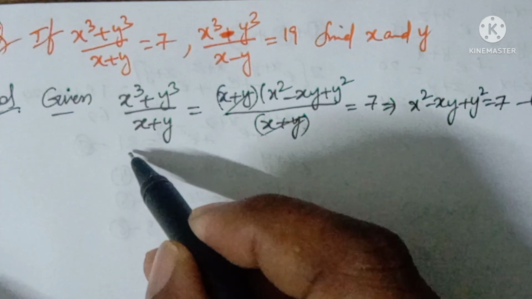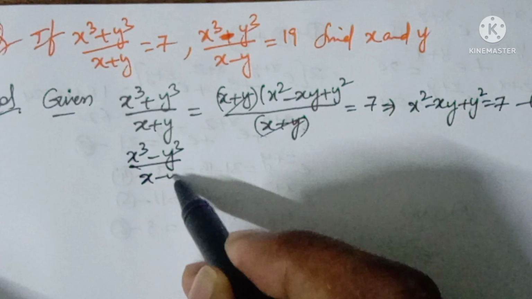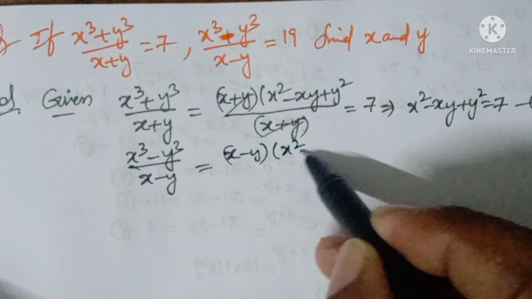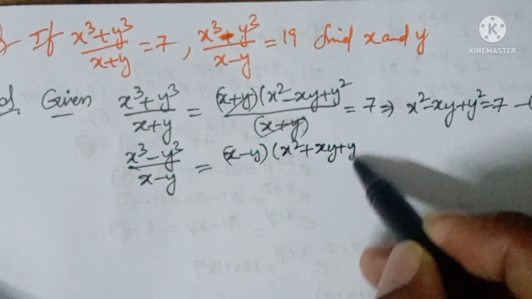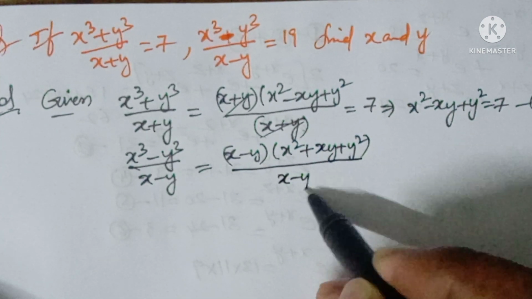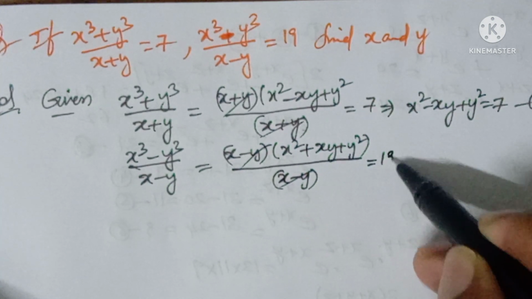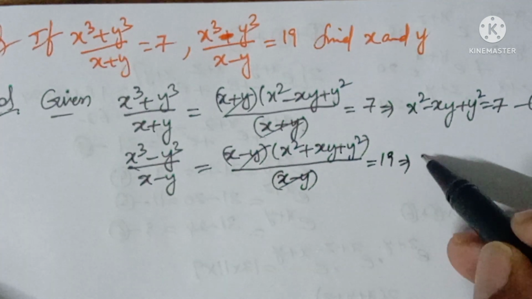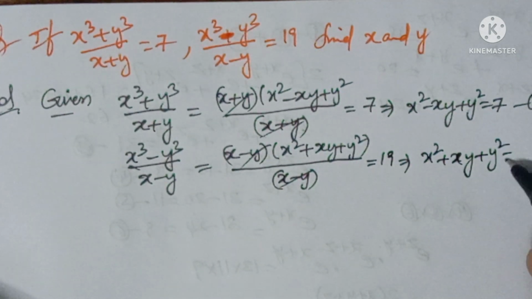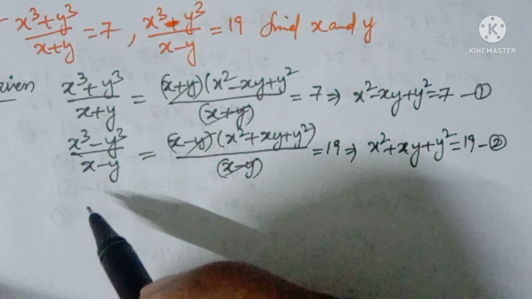Now if you take the second one, (x³ − y³)/(x − y), you can write it as (x − y)(x² + xy + y²), using the a³ − b³ formula. Here you can cancel these two. This is equal to 19, given. That implies x² + xy + y² = 19. Let it be 2, the second one.